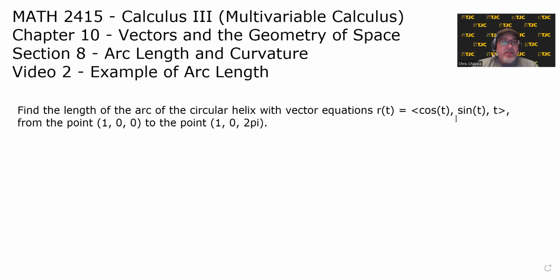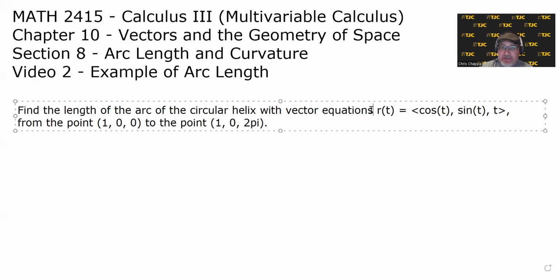We're going to find the length of the arc of the circular helix with vector equation r(t) equals cosine t, sine t, t, from the point (1, 0, 0) to the point (1, 0, 2π). Of course, this is a vector equation, it just has multiple component functions.